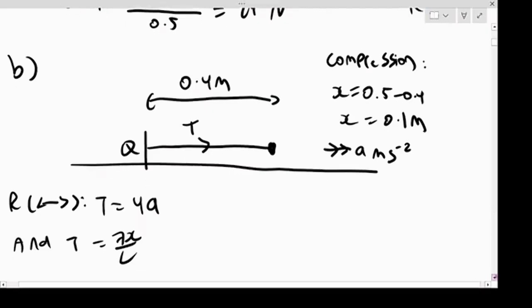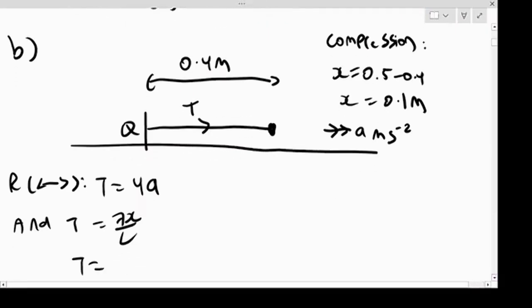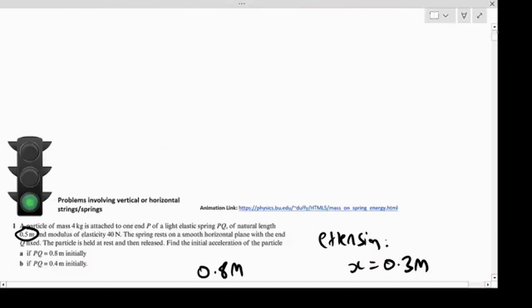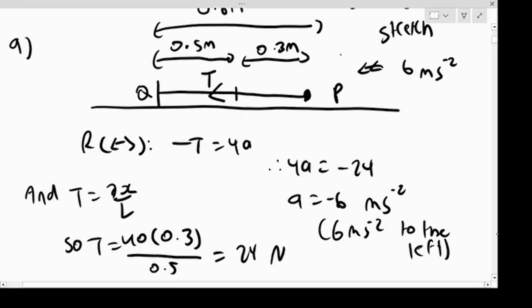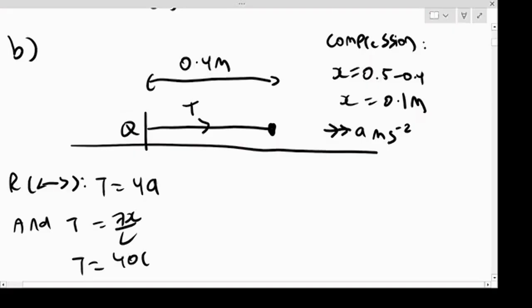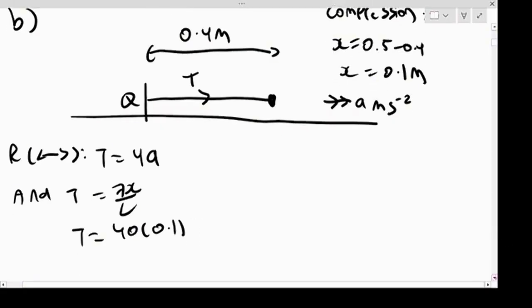Okay, well, T is going to be the modulus of elasticity, which is 40, times X. Now X is the compression, which we said was 0.1, divided by the natural length 0.5. So that will get me 8. Okay, so T is 8 here.